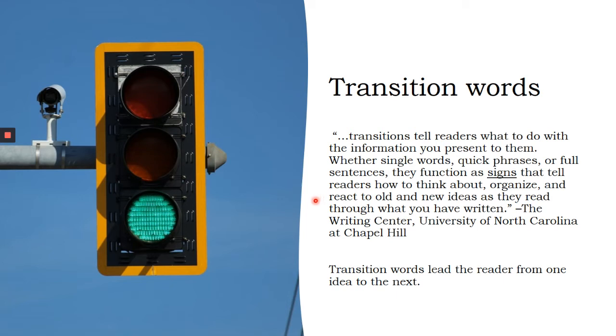So the idea is that these signal words are meant to be signs for us. They're meant to tell us what's coming next, how an idea is organized, and how I should react to old and new ideas. So how should I categorize those ideas? The main thing to remember, and this is what I would encourage you to write down, is this little sentence down here. Transition words lead the reader from one idea to the next. Their job is to just keep us organized and help us understand what's going on in the text.